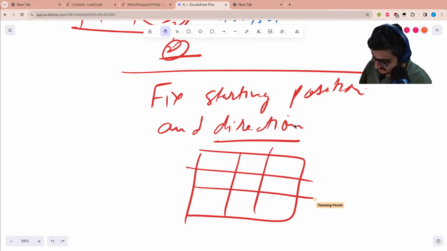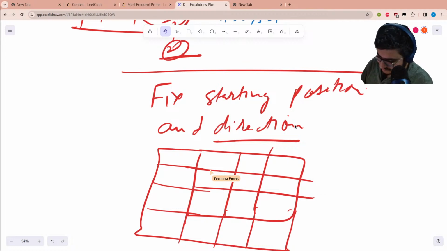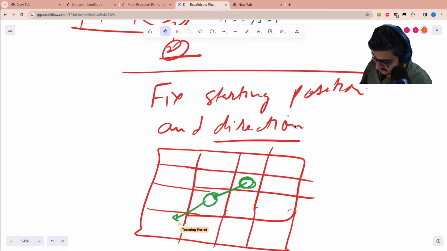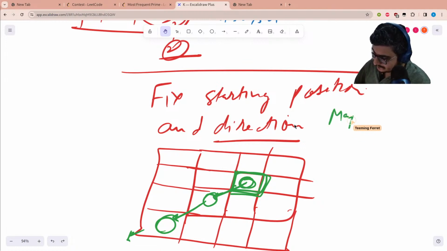For example, if we fix a number over here, and if this is our direction, then we would get three numbers along this path. So we fix a starting number, and once the direction has been fixed, we keep traversing until we move out of the grid. That's the case when we cannot form any more numbers. And we can use a frequency hash map to maintain the frequency of each number.